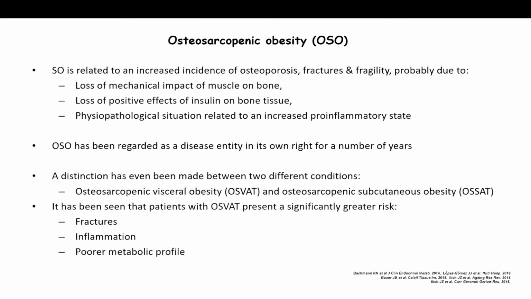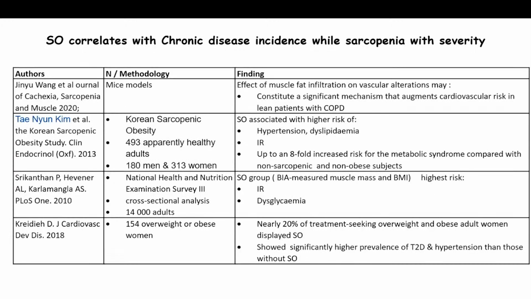There may be osteosarcopenic obesity. This is also a known fact that the loss of mechanical impact of muscle on bone and the positive effect of insulin on bone tissue is gone. So there may be osteoporosis or osteopathy. And it has been seen that patients, especially with visceral fat, present a significantly greater risk of fracture, inflammation, and poor metabolic profile.